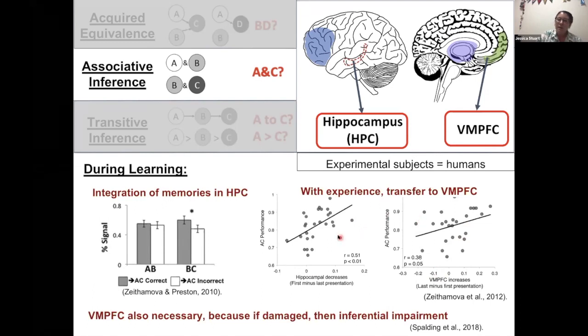So they concluded that in the hippocampus, there's really rapid binding of the information, which with experience gets transferred to the ventral medial prefrontal cortex. And in another study, they also found that people with bilateral damage to the ventral medial prefrontal cortex are not able to make these kind of inferences. So it seems like the ventral medial prefrontal cortex is quite necessary.